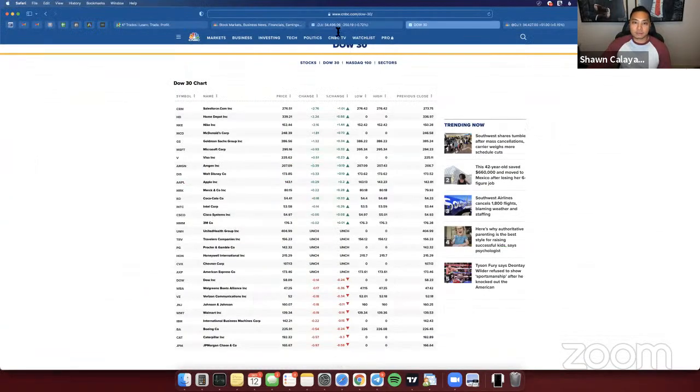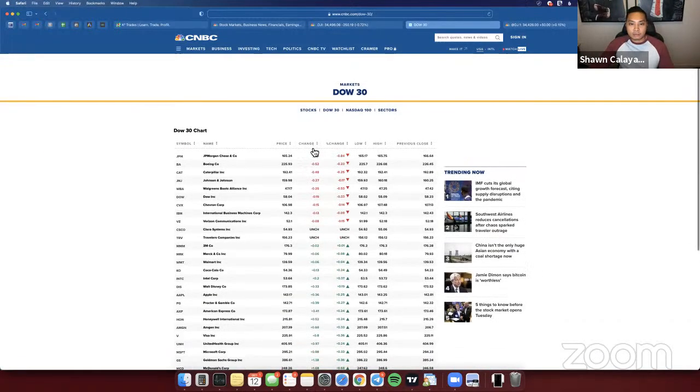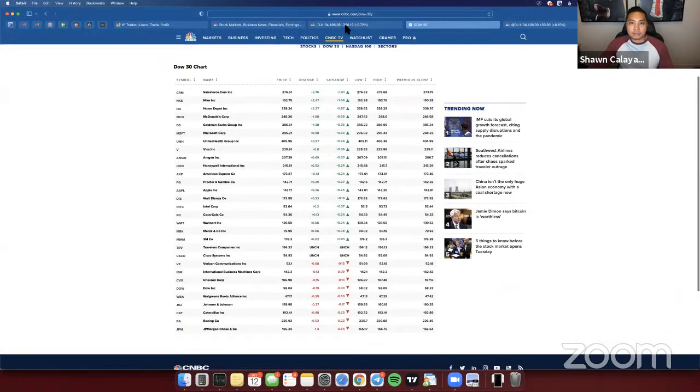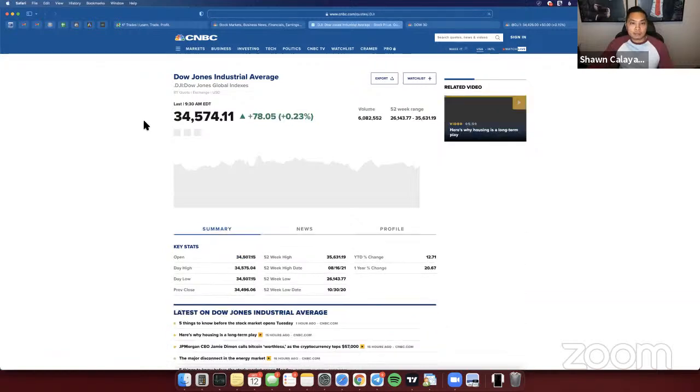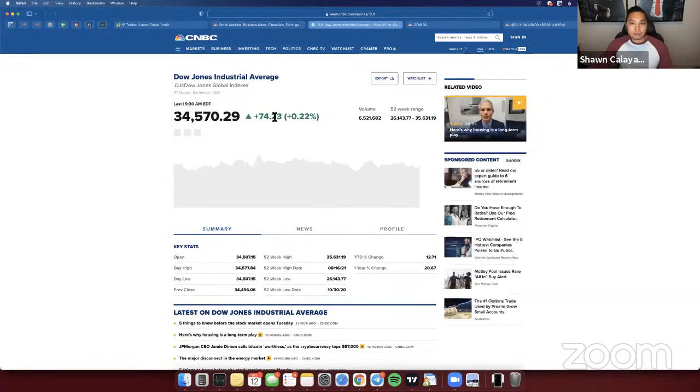Let's look at the fundamentals. As you can see, the numbers here have updated. We have a bullish bias right now, it looks like. Looking at the fundamentals for today, the average is currently 78 points in the green. This is not a very strong bias. We generally want it to be above 100 points. But this is still identifying that we have a bullish bias right now.